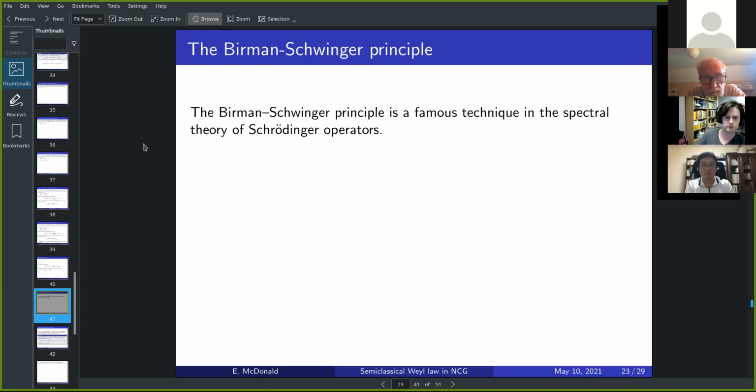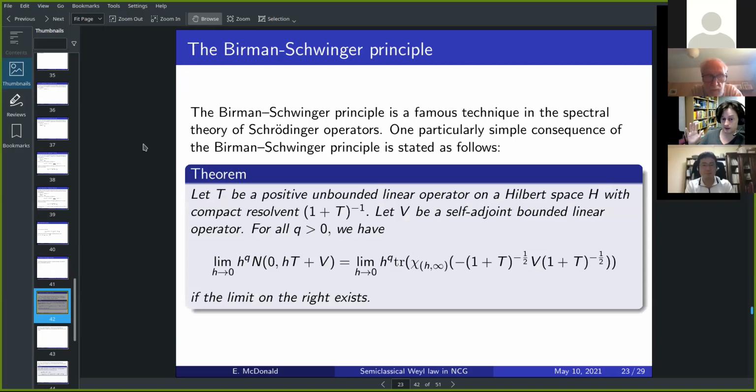More or less what it says, at least for the purposes of this talk, is the following. Suppose you have T, a positive unbounded linear operator on a Hilbert space H, and the resolvent is compact. V is a self-adjoint bounded linear operator. For all q bigger than zero, the following two limits coincide if either limit exists. I say if the limit on the right exists just because the proof is a little bit simpler, but they actually coincide if either limit exists. Now, if you know the Birman-Schwinger principle, you might be shouting at me, no, this is not literally what it normally is. This is a consequence of the principle, but for the purposes of this talk, this is all I mean.